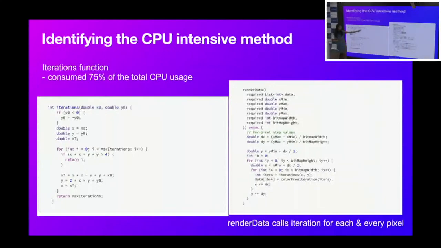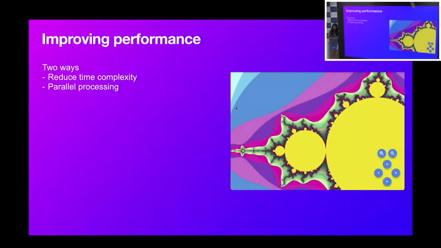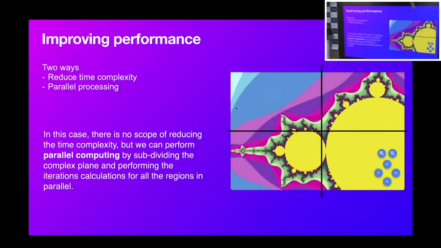So you can see this is the render data function, and it's calling the iteration function for each and every pixel. And there are two ways in which you can improve the performance. One is definitely reducing the time complexity, that is figuring out a different algorithm to do Mandelbrot iterations. But that is out of scope right now, and we'll be going with parallel processing. So we will be dividing our computation plane into 4 parts, and we'll spin up 4 isolates to do the iteration here.